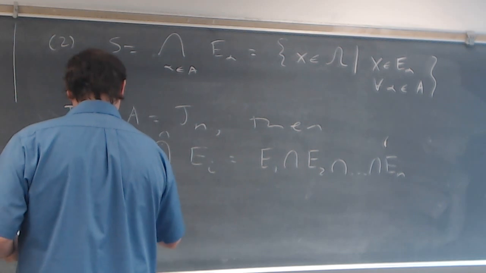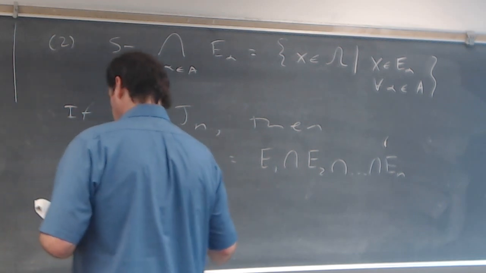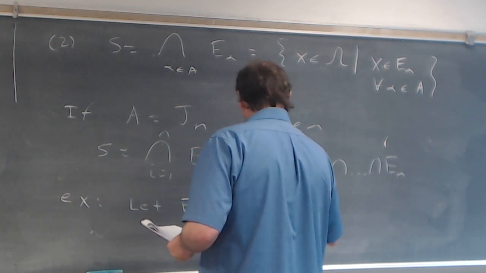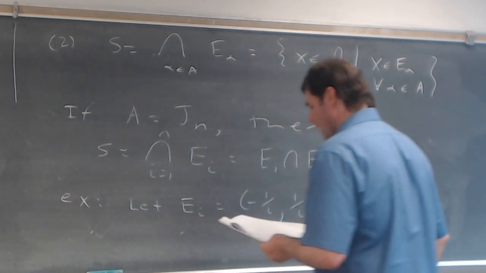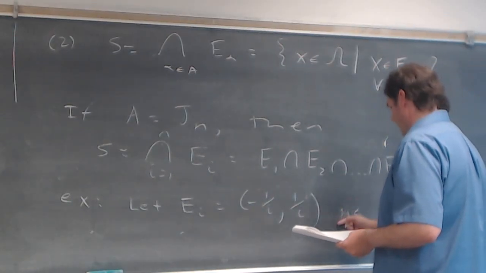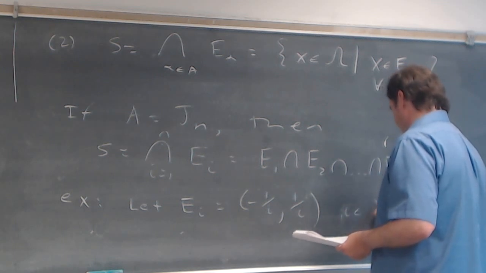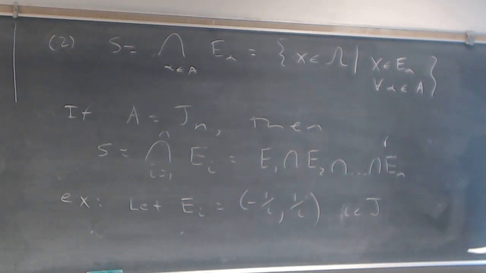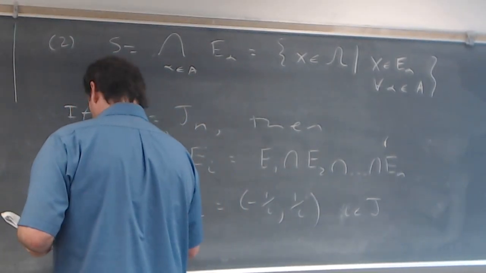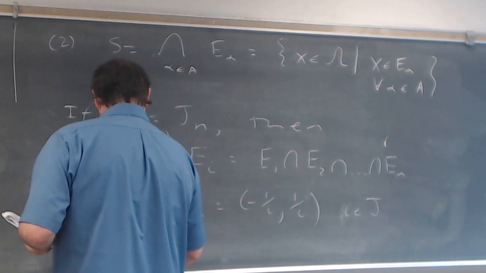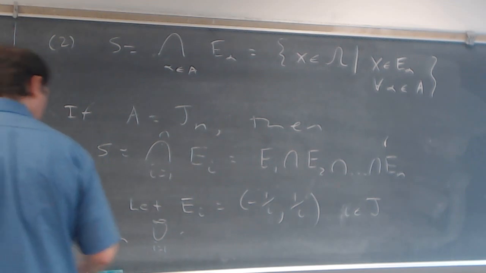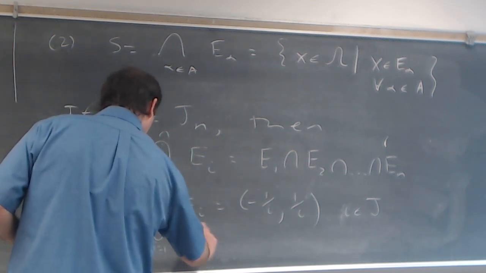If we let E sub i be equal to the interval minus 1 over i to 1 over i, where i is an element of the natural numbers, then the union, as i runs from 1 to infinity, of E sub i.